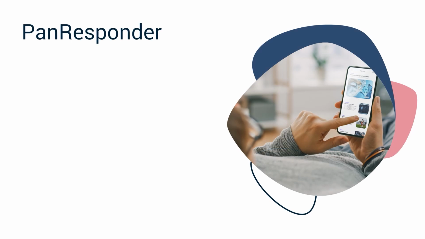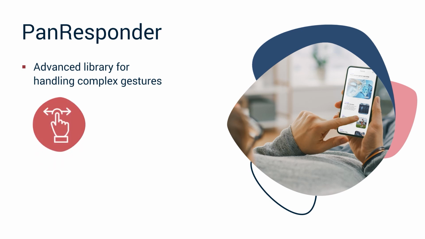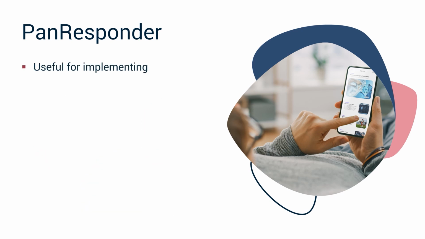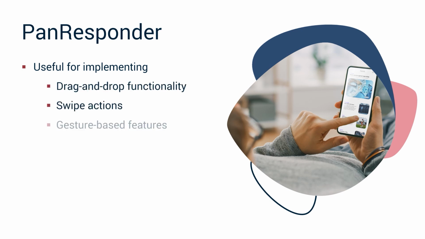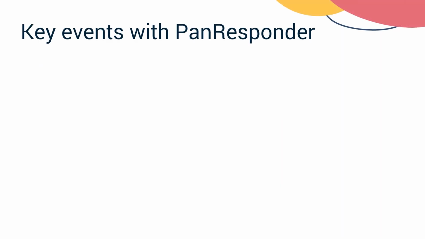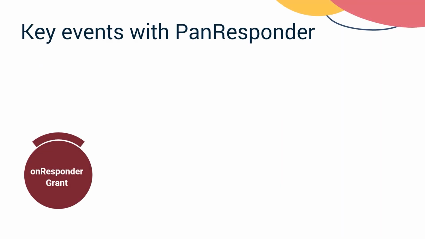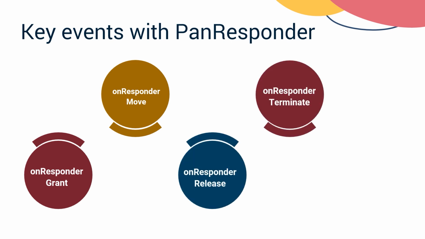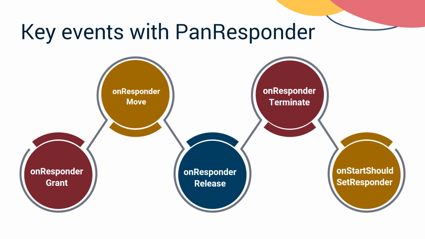Next, let's discuss PanResponder in React Native. PanResponder is a more advanced library for handling complex gestures like dragging, swiping, or multi-touch interactions. It is beneficial for implementing drag and drop functionality, swipe actions, and other intricate gesture-based features. PanResponder works with several key events, such as onResponderGrant, onResponderMove, onResponderRelease, onResponderTerminate, and onStartShouldSetResponder.